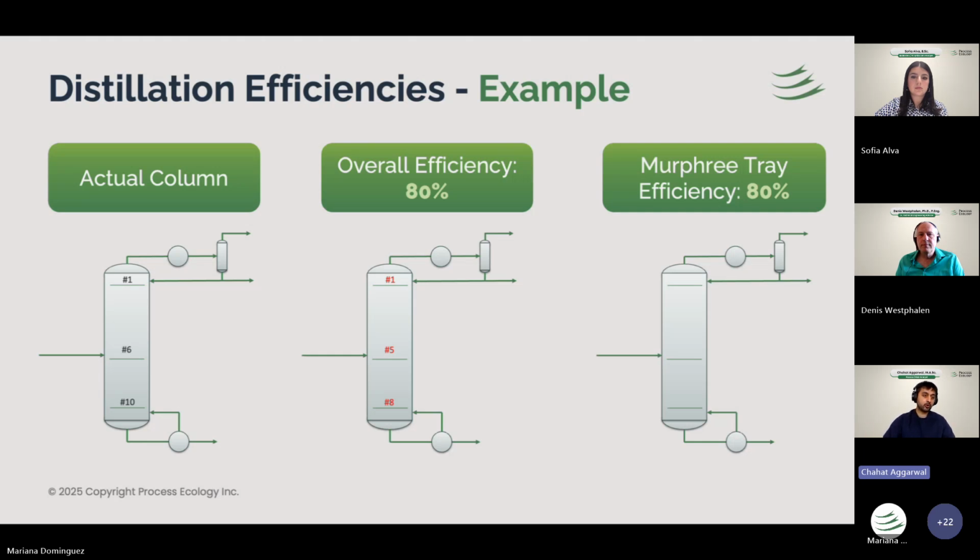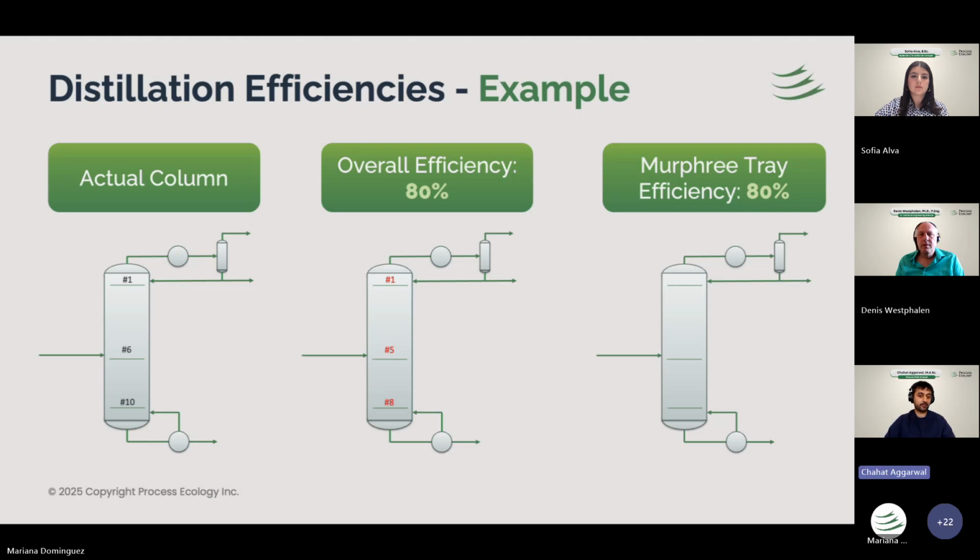And when we have more complicated models, for example, a crude distillation unit where you have 3 strippers and also pump arounds, each of those streams leaving or entering the column has to be modified based on the efficiency number.